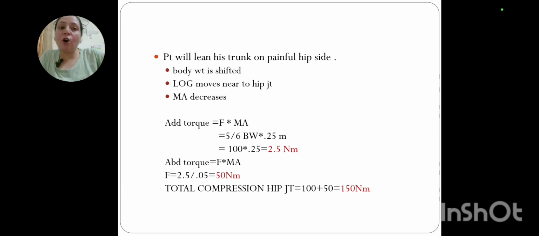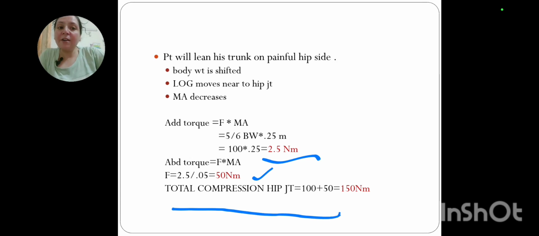Therefore the adductor torque has also reduced to 2.5, and the abductor torque we have calculated is 50 Newton meter. The adductor torque is 50 Newton meter. So the total compressional force is 100 Newton meter, as we have calculated on the joint in the previous unilateral stance, plus the 50 Newton meter, that is 150 Newton meter.